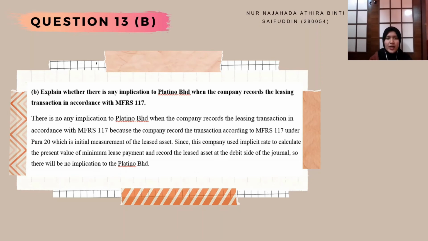according to MFRS 117 under paragraph 20, which is the initial measurement of the lease asset. Since this company uses the implicit rate to calculate the present value of the MLP, which is the minimum lease payment, and records the lease asset at the debit side of the journal, there will be no implication to Platino Berhad.